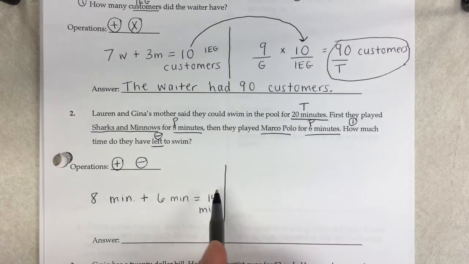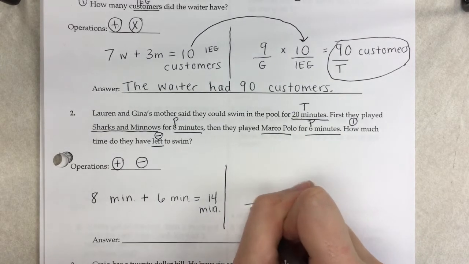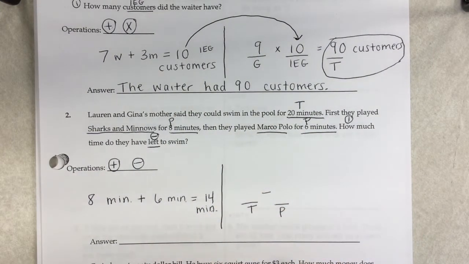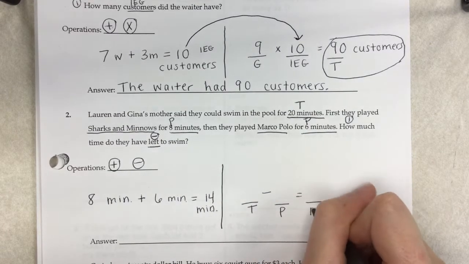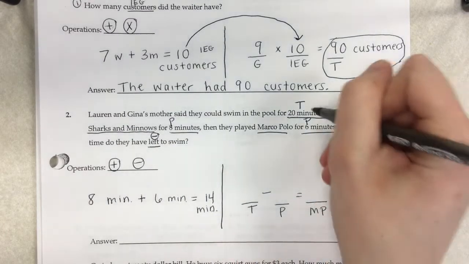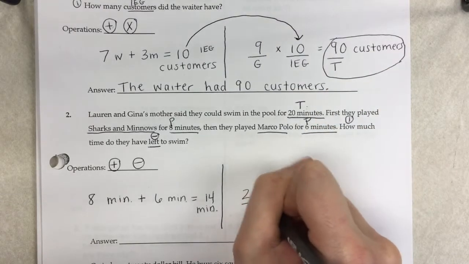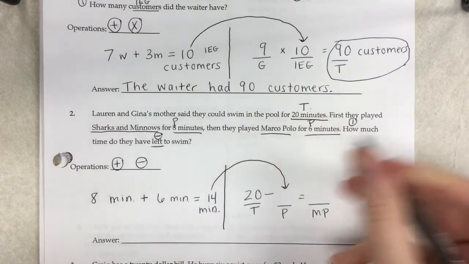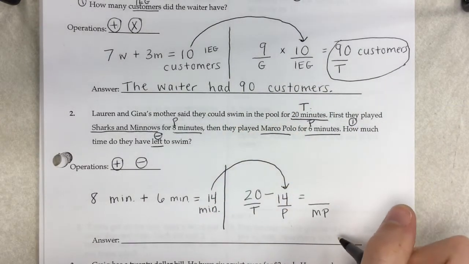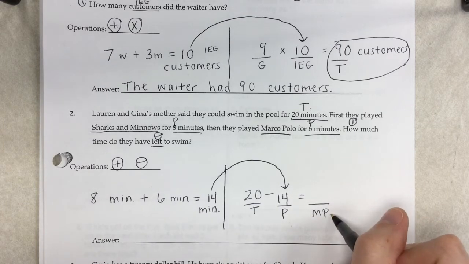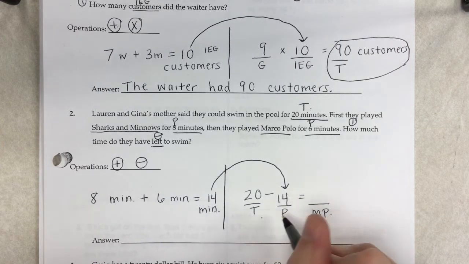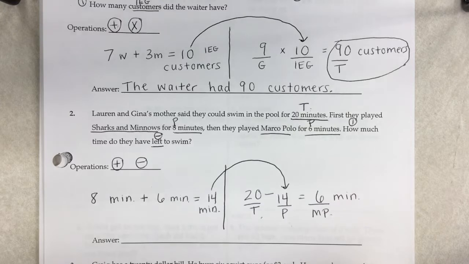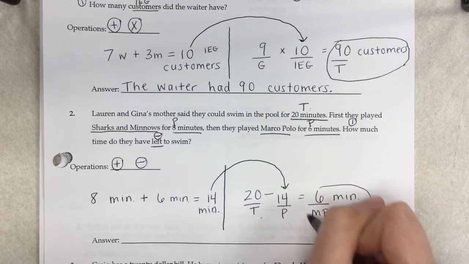So I can set up a subtraction problem of my total amount of time they have to play minus the part I know, how long they've played so far, and that's going to get me my missing part. So my total comes from right up here, the problem, the 20 minutes they have to play. The part I know comes from what I solved. That's how long they played so far. Then I put in the missing part by subtracting 20 minus 14. That's going to get me 6. 6 is the number of minutes they have left to swim. I'm going to circle this.